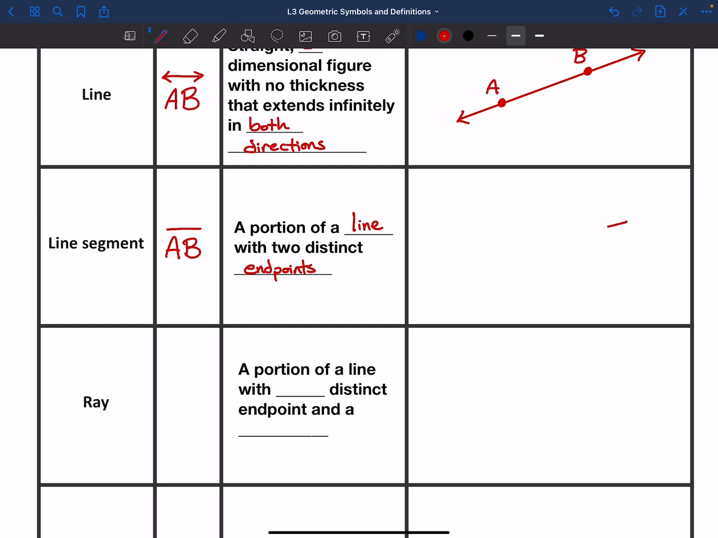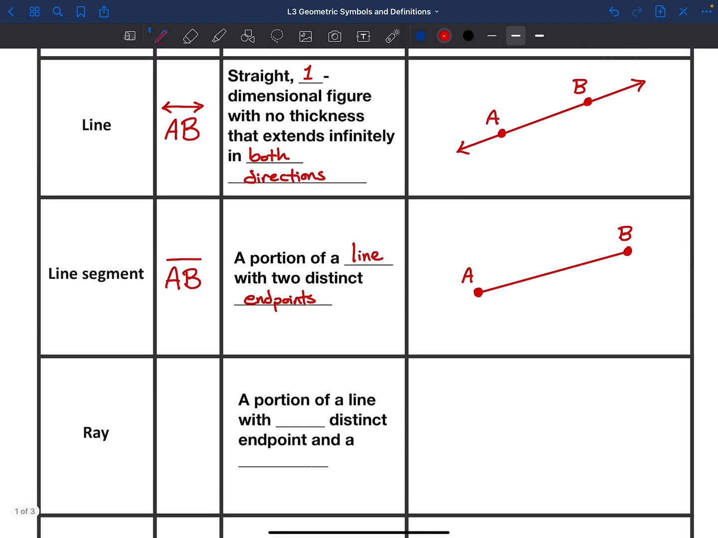As far as drawing that, again, it's not going to be too difficult. You're just drawing a line, but in this case, instead of having arrows on the ends, that's where those endpoints are going to go. I named this one off of A and B, so I'm going to name that one A, and I'm going to name this one B. And that's it. That is a line segment. So the differences from the first one are the arrows on the ends and the fact that those points are right at the ends of those segments.